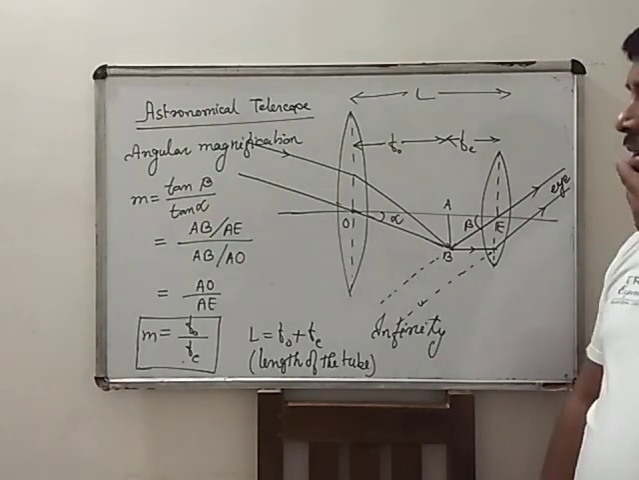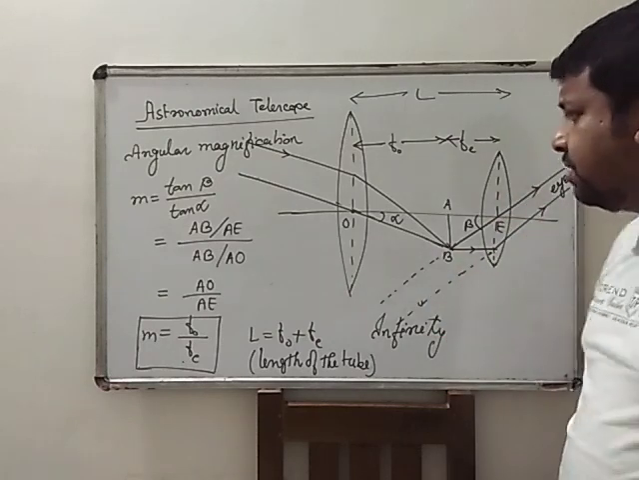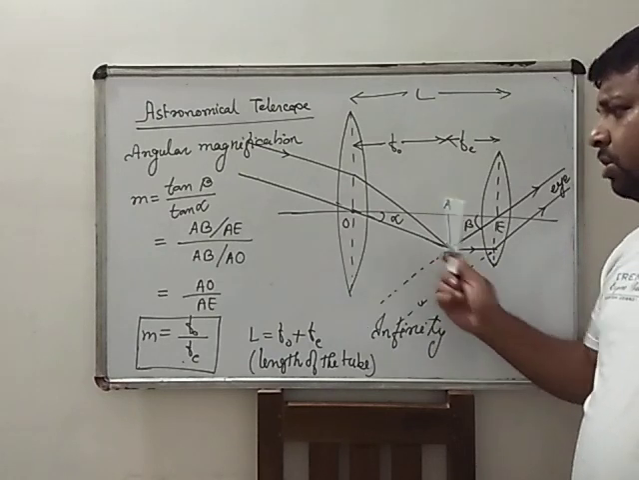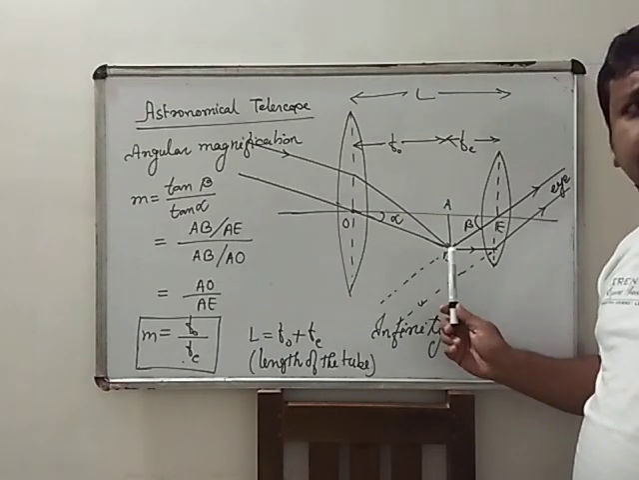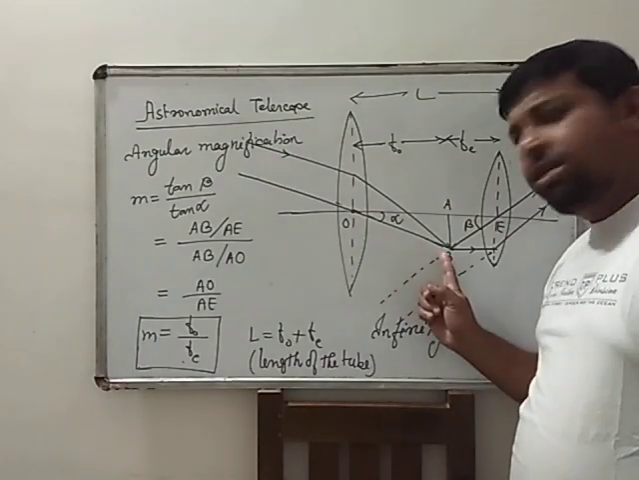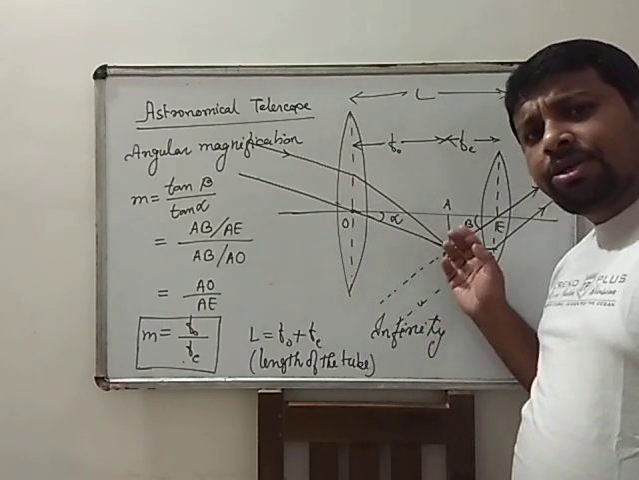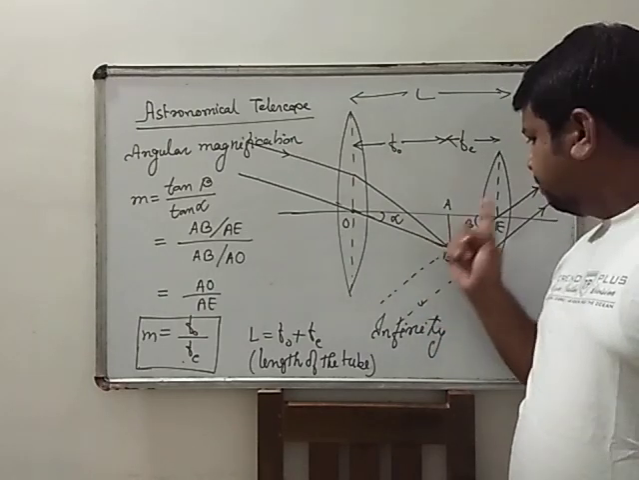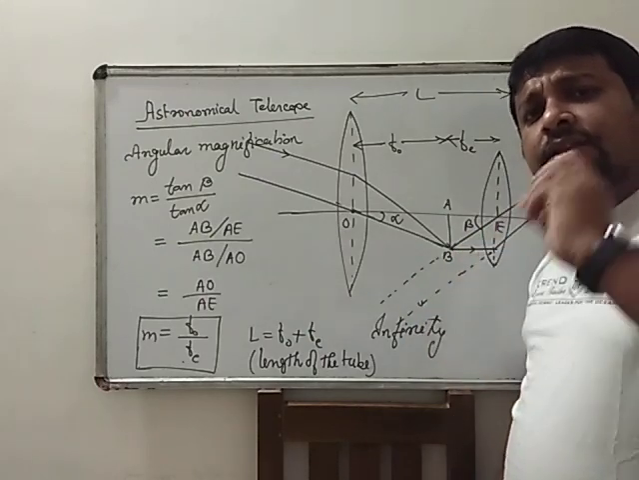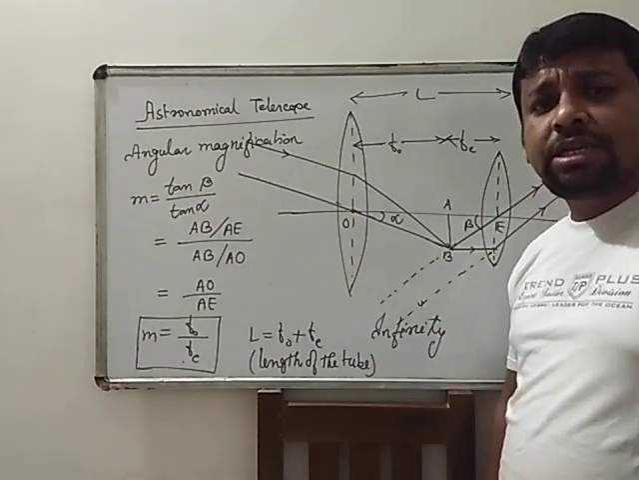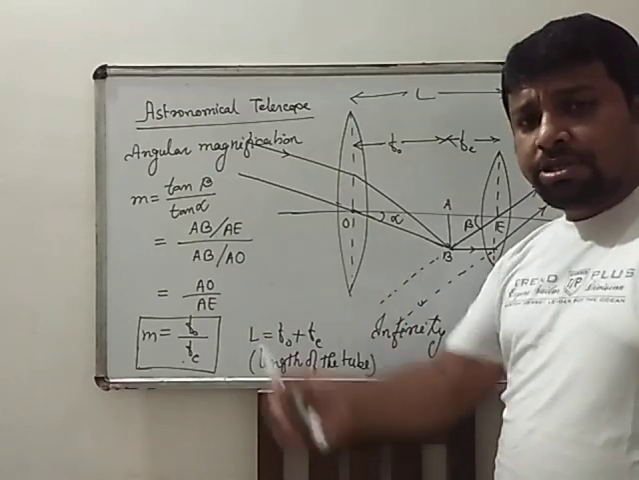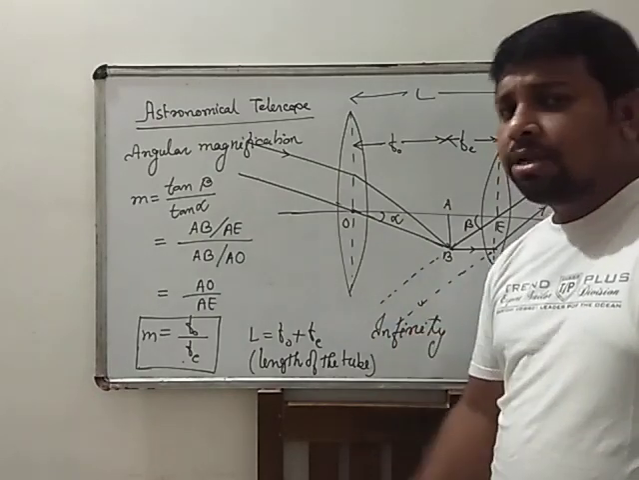But what happens in distinct vision? The image of the objective is formed at this position. This image is used as an object by the eyepiece. Then the final image is formed at the distinct vision position, that is 25 centimeter.